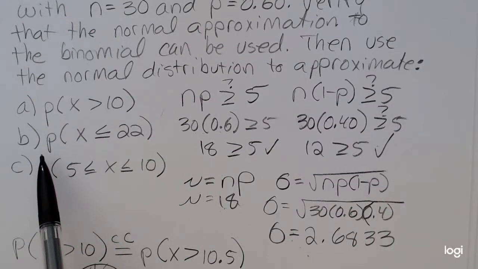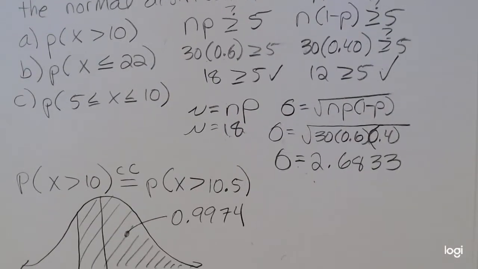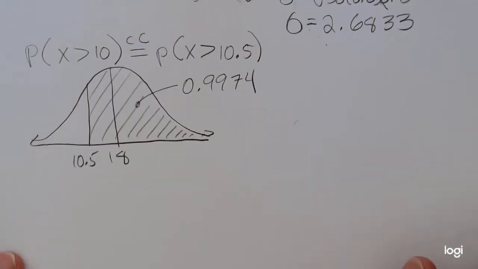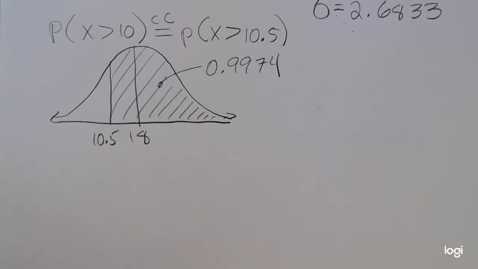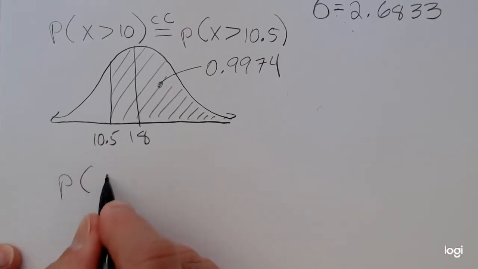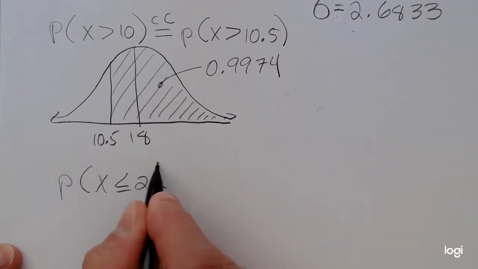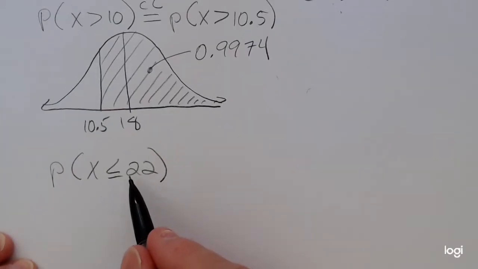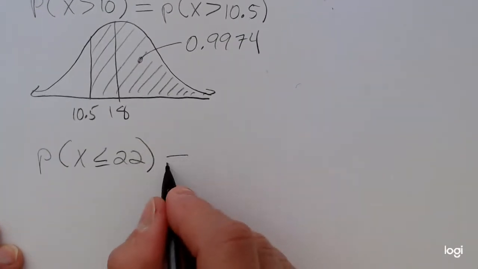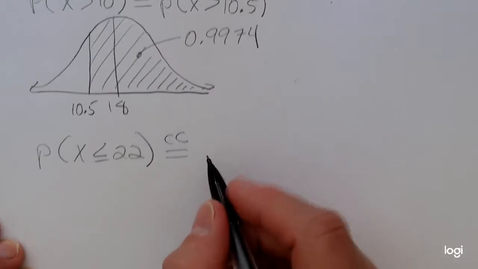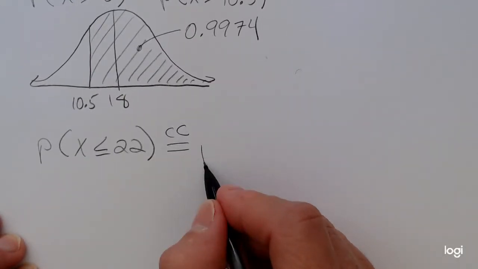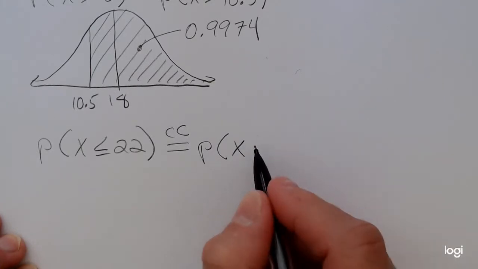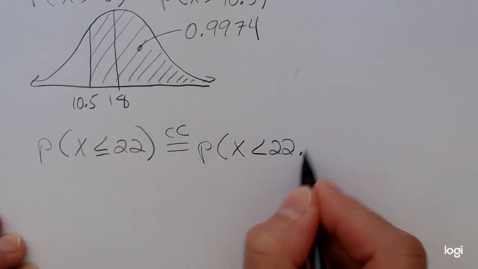So part B, I want to find the probability x is less than or equal to 22. Okay, that's also going to be a fairly high probability. All right, so probability x is less than or equal to 22. This includes the 22. So after applying the continuity correction, so I can use the normal distribution, this is going to be the probability x is less than 22.5.